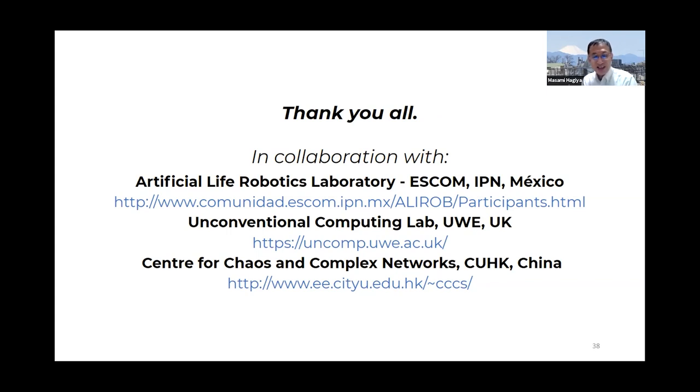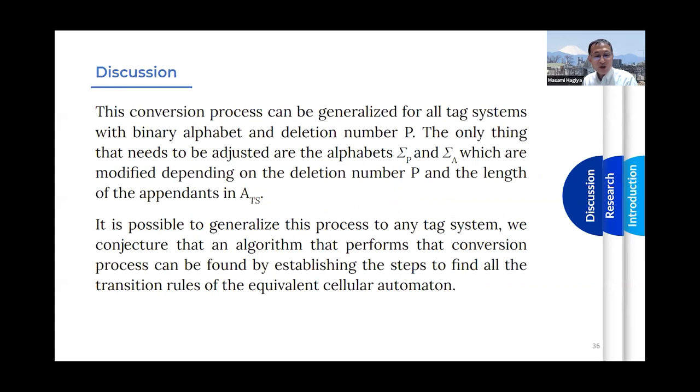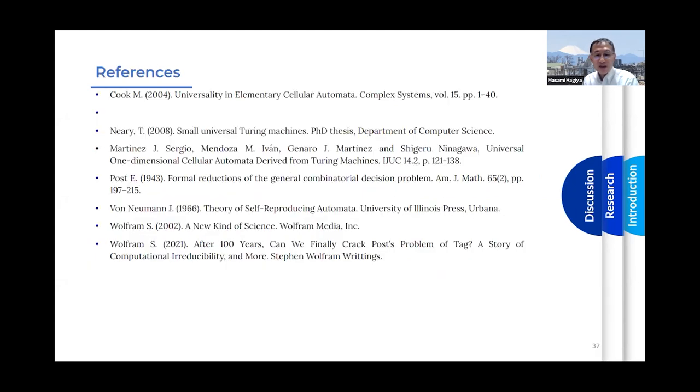In your slide at the end, you showed references, and it includes Matthew Cook's famous work on universality in elementary cellular automata. And in this work also, not tag systems, cyclic tag systems, I guess a kind of tag system is implemented by cellular automaton 110. So is there any relationship between your work and Cook's proof? Is there any relationship, or how are tag systems simulated?